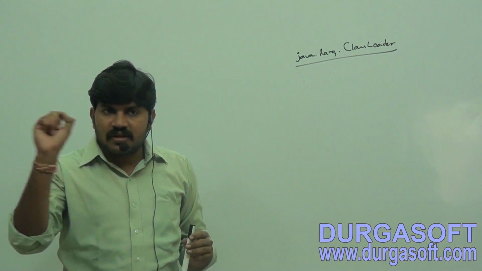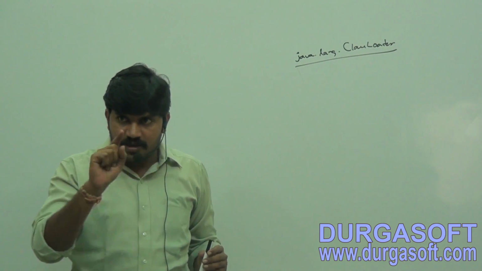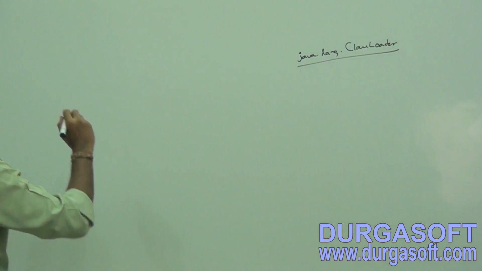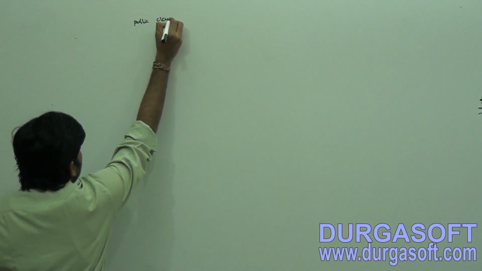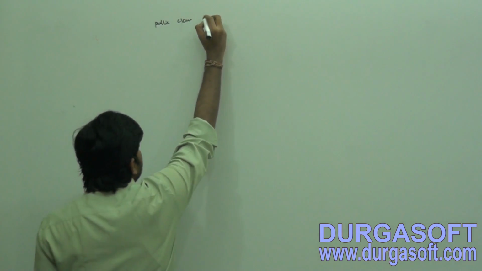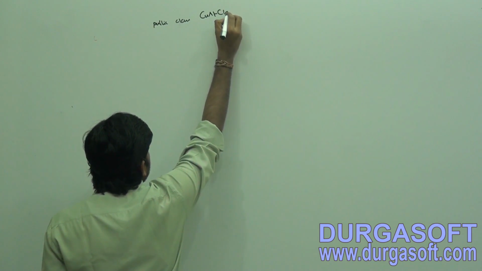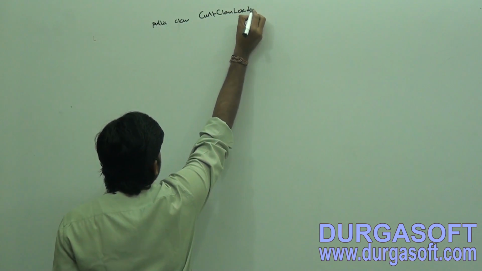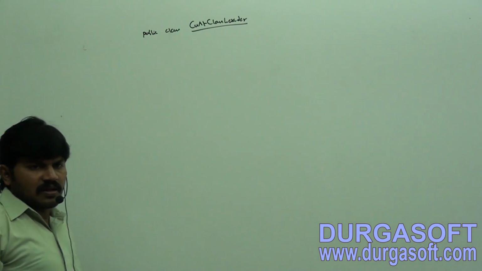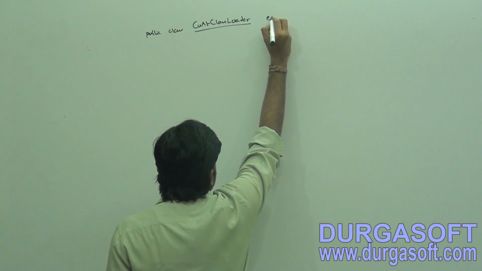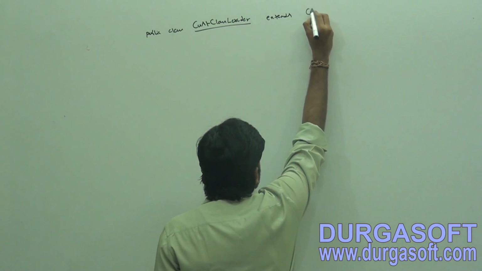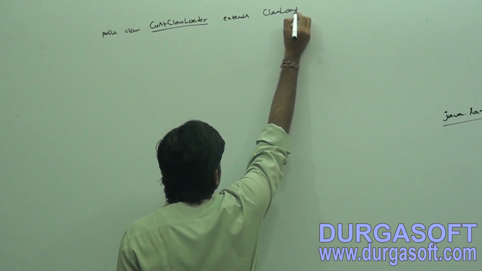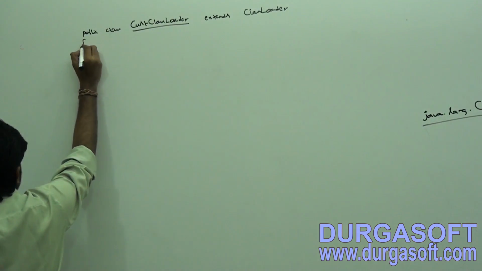Sir, ClassLoader is a Java class only. Do you remember? Extension class loader, application class loader, we can see the Java class names. Same thing here. How can we do that? Here, public class CustomClassLoader. Sir, the custom class loader or customizer class loader extends what? Extends ClassLoader. Okay.